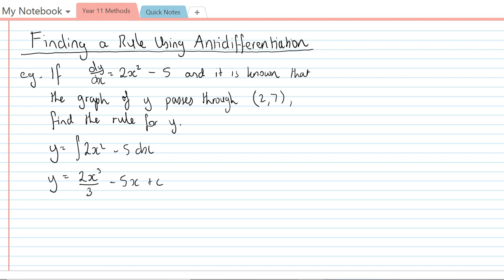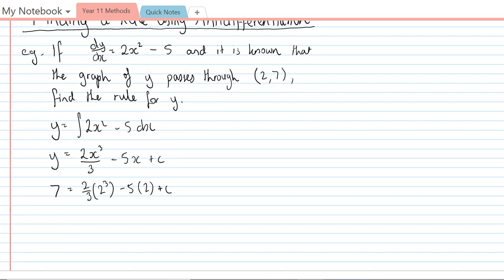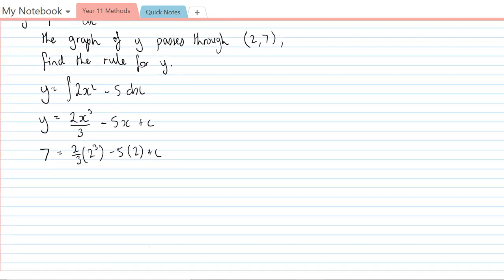So I'm going to substitute those values in for x and y. So that leaves us with 7 equals 2/3 of 2 cubed minus 5 times 2 plus c. And it's just a matter of evaluating this now. So 7 equals 2/3 of 8, which happens to be 16/3, and then minus 10, and then plus c.